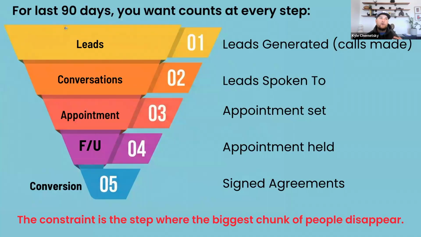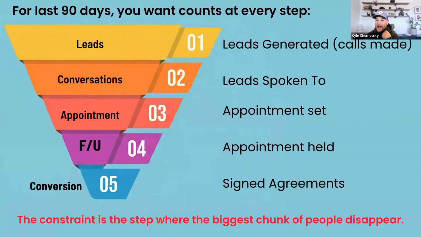Today I want to talk through the different phases of the funnel, helping you identify where your biggest constraint is, and then what we should do about fixing it. In a perfect world where you had a ton of data, I would tell you to look back over the last 90 days at these five things. Look at how many leads were generated, which could also be substituted with calls made, because that's a form of a lead. Then how many of those leads you spoke to, how many you set an appointment with, how many appointments you held, and how many signed agreements came from that.